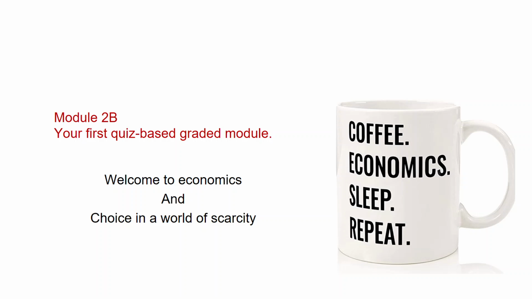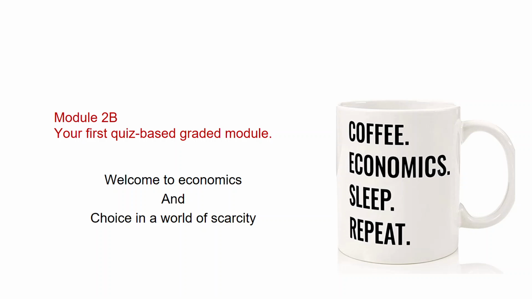We're going to be here for a little bit. We're going to talk about the first module that is based upon your current textbook, which is Greenlaw and Shapiro economics. And this is your first quiz-based graded module. At the end of this module, you'll be offered 10 questions. I've talked about that before, and we'll see how you do.